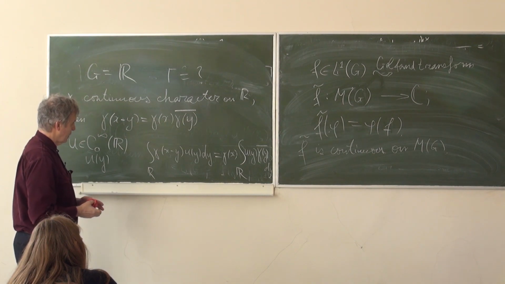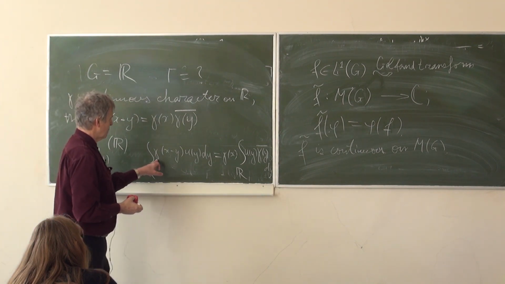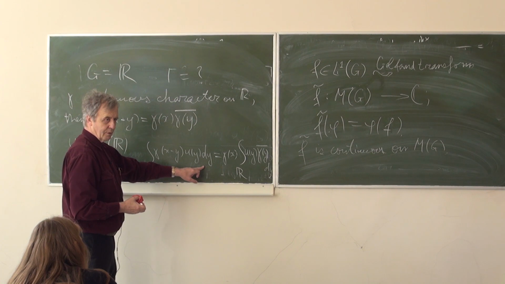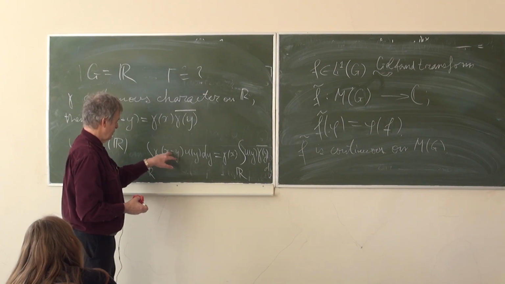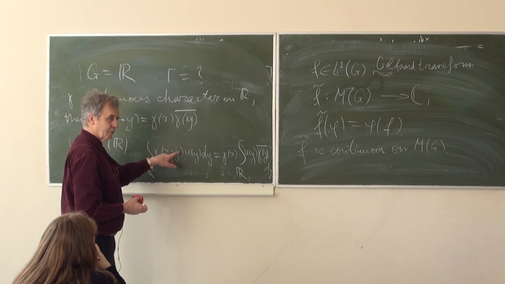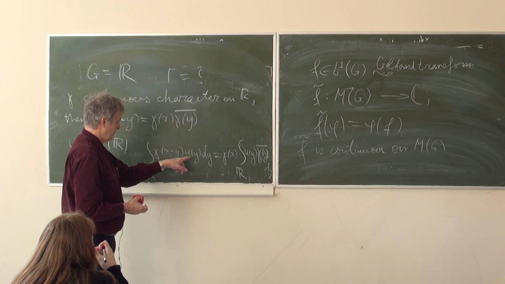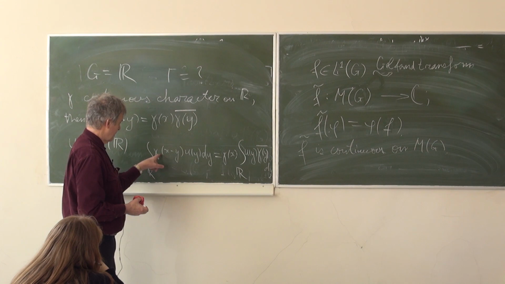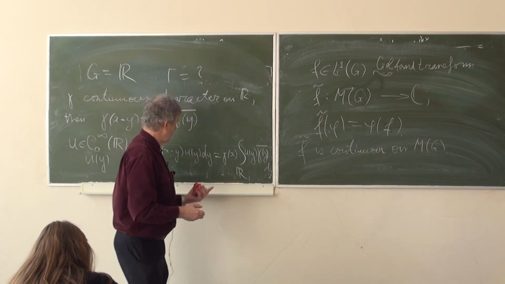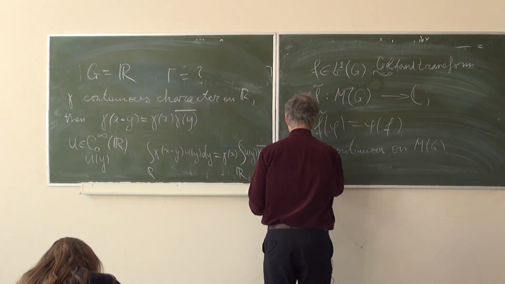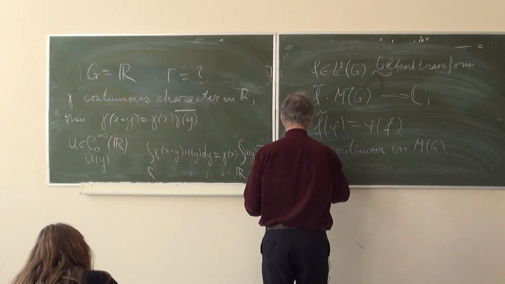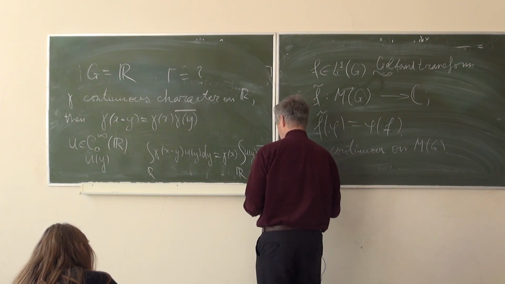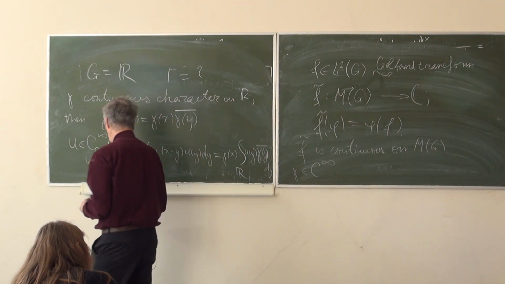And this function is infinitely differentiable, because you can write this convolution the opposite way, just by changing the variables, and then we see that the differentiability properties of u pass to this convolution. So this is infinitely differentiable. So the conclusion is that gamma is infinitely differentiable. Okay?